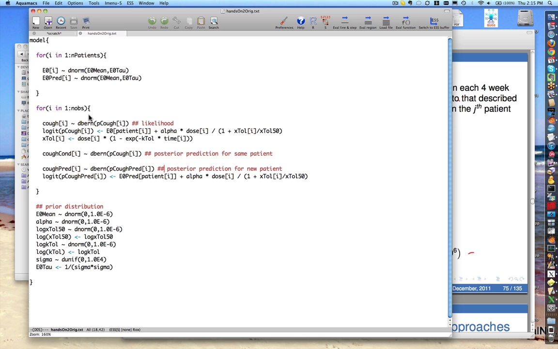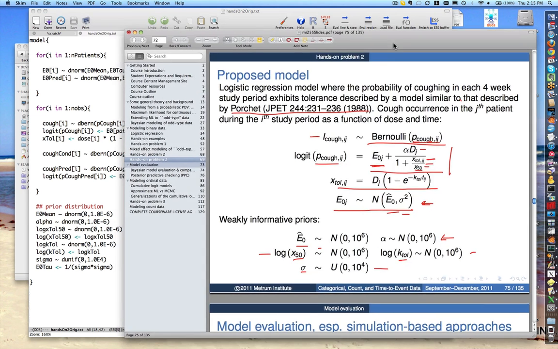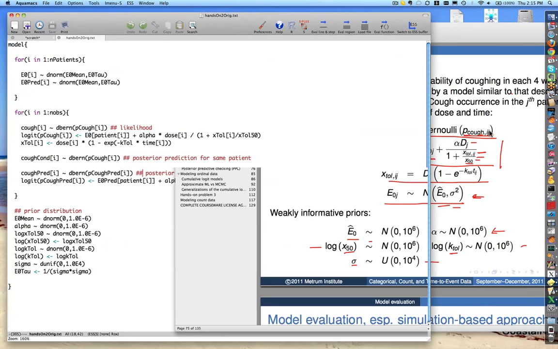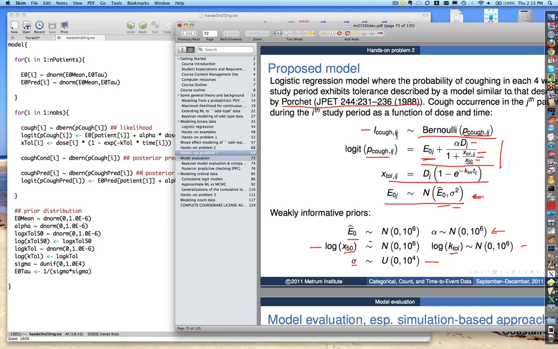Okay, so this is a rendition of the model that we just saw right here. So let me see if I can relate the pieces to each other here. The first component here is just our likelihood. Where I over here called it I cough being Bernoulli with some probability, well, that's this line right here. The way I've set it up, the data is just called cough, and again that's just going to be 0 or 1. And then that's distributed Bernoulli, again dbern in BUGS, with some probability.